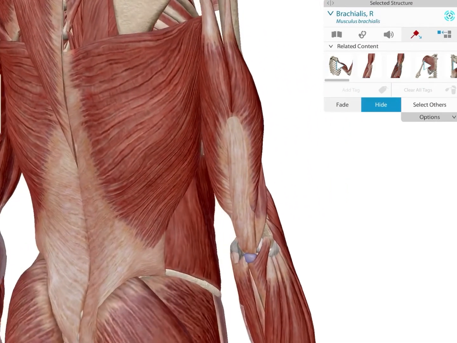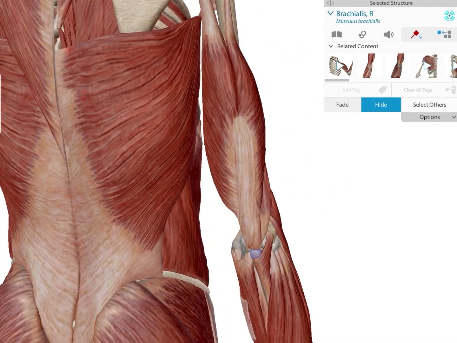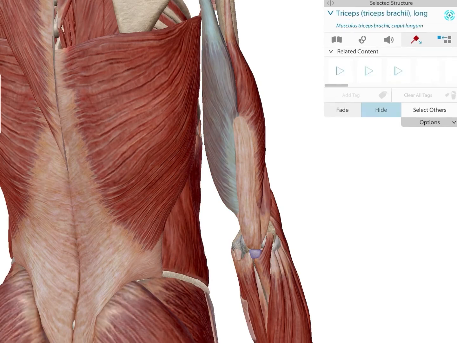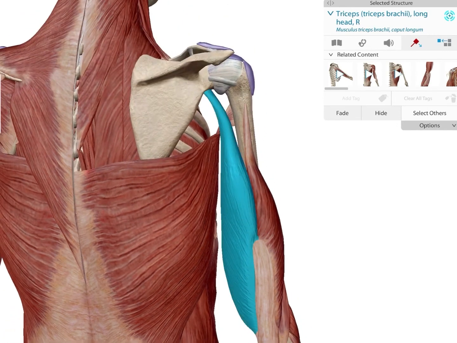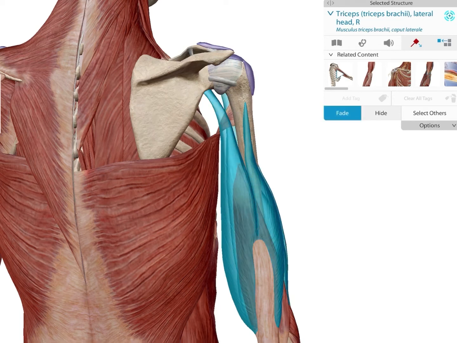Let's talk about the only muscle in the posterior compartment of the arm, and that is the triceps brachii. So this is the long head which arises from the infraglenoid tubercle. You can see that. This is the lateral head which arises from a linear origin very closely associated to the radial groove. Okay, so on the lateral side of the radial groove. And finally, we have the medial head, and you can see that here.